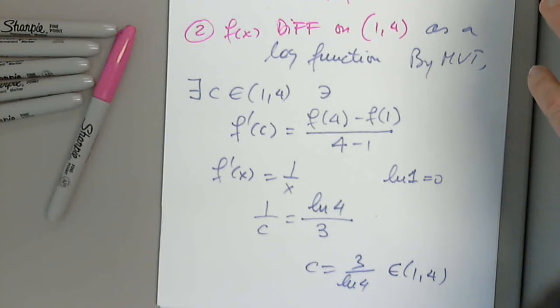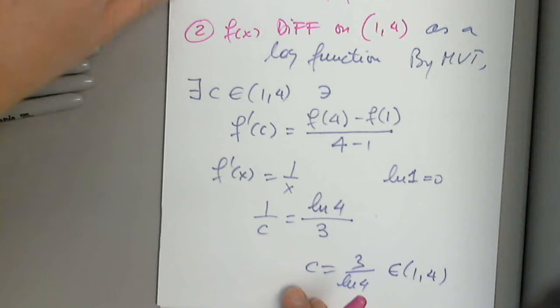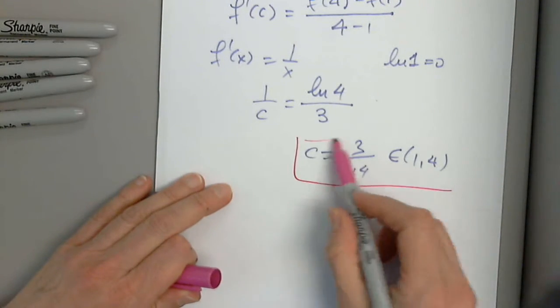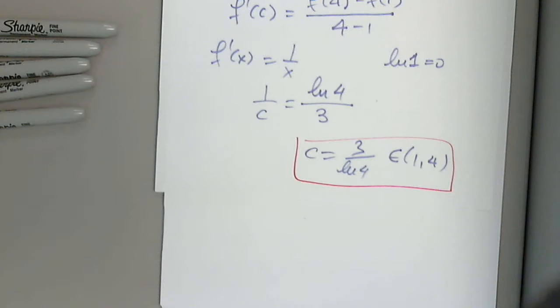So with proportions, if you have a over b equals c over d, you can do both at the same time. So I need to show that 3 divided by natural log 4 fits in the interval 1 comma 4. It does. I really didn't have to. It's guaranteed, but just to make sure. So indeed, this is the C guaranteed by the mean value theorem.